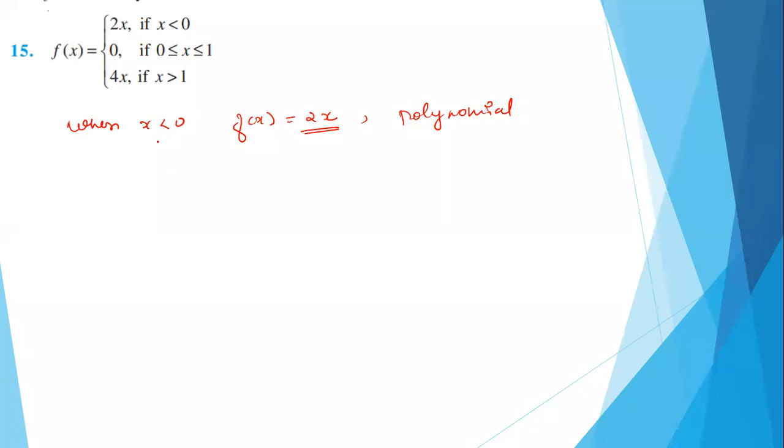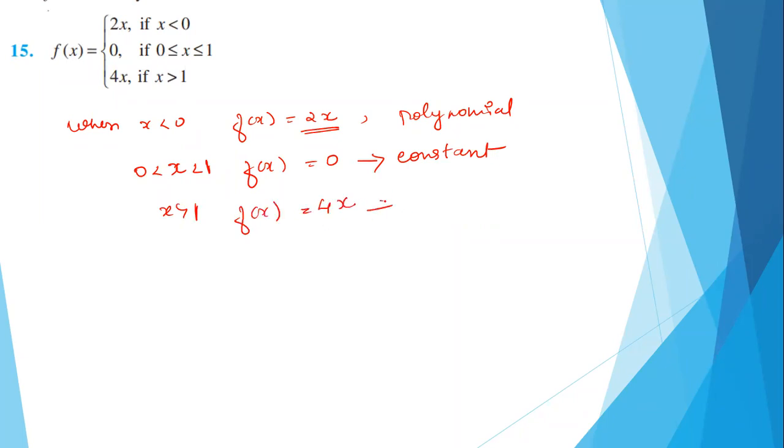And when x is between 0 and 1, what is f of x? f of x is 0, and 0 is a constant. And when x is greater than 1, f of x is 4x, and 4x is also a polynomial. So in all these three cases, the function f of x is continuous.